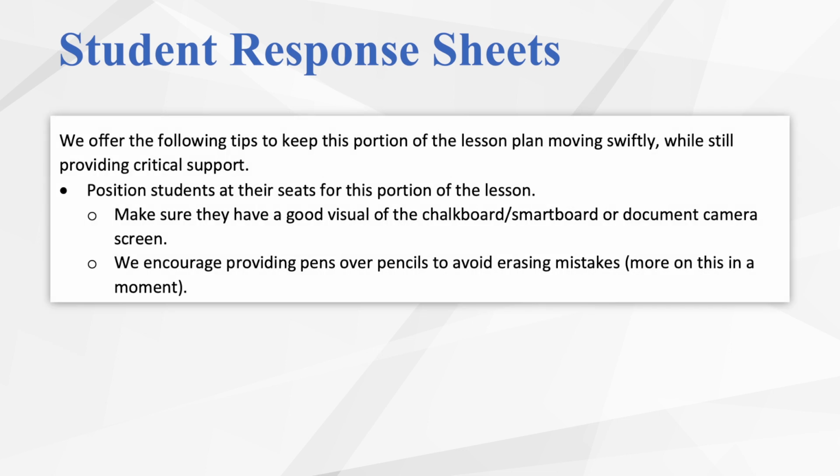The encoding portion of an OG lesson should maintain the same brisk pace in which we deliver the decoding part of the lesson. Some suggestions to support a brisk pace would involve making sure that students are positioned at their desks or seats for all of the SRS work. Their seats should be facing a whiteboard or document camera screen so that they can quickly see responses and self-check and self-correct their work. We also encourage, from a materials perspective, that papers are already distributed before students return to their seats, and that we use pens or markers over pencils. We'll talk more about that in just a moment.